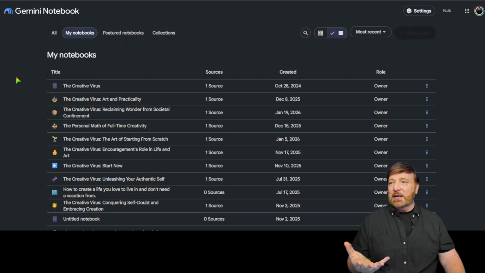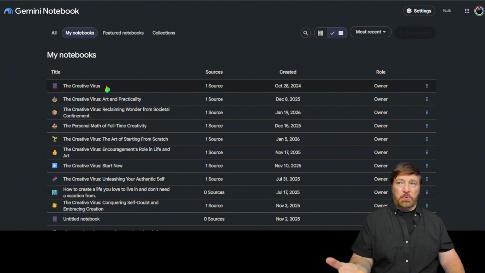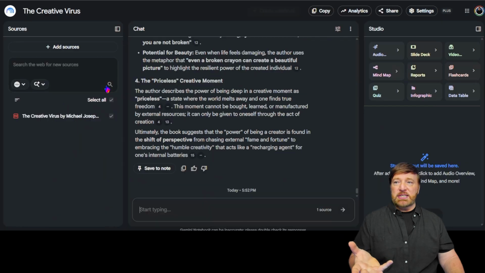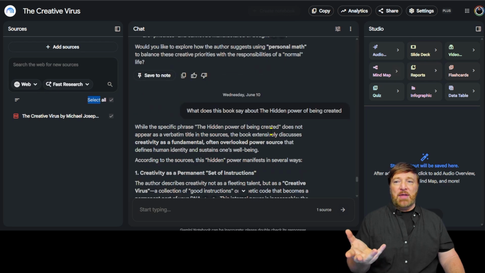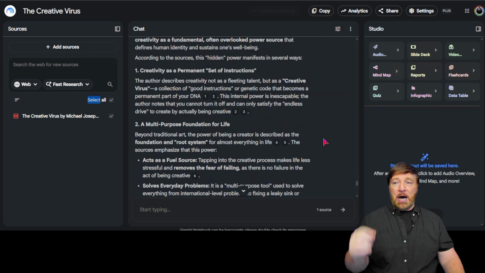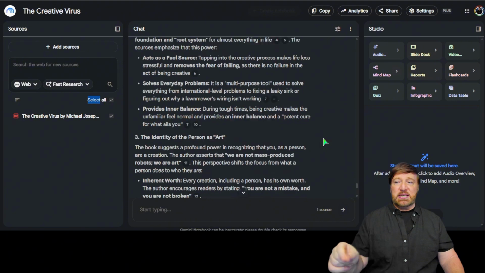Now they actually call it Gemini Notebook, even though it's still titled as notebooklm.google.com. But if you look here on the page, I have fed in my book, The Creative Virus, as a notebook. If you click on it, you can see some things that I've done there. If you scroll up a little bit, one of the things I asked it was, what does this book say about the hidden power of being creative? And as you see here, it generates out some information that my book, stuff I wrote, said about that.